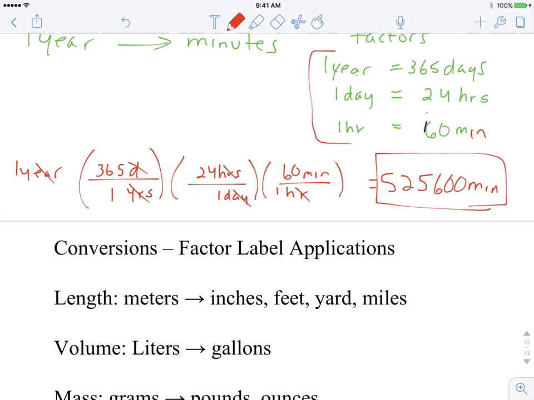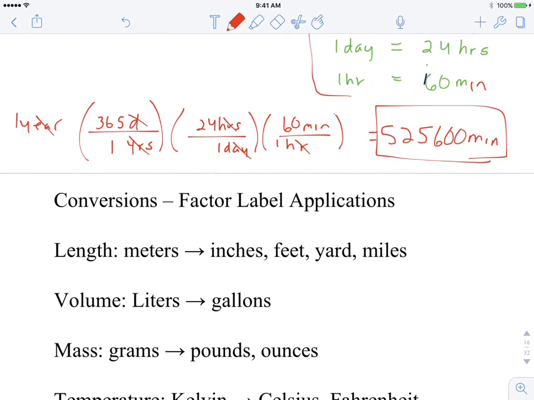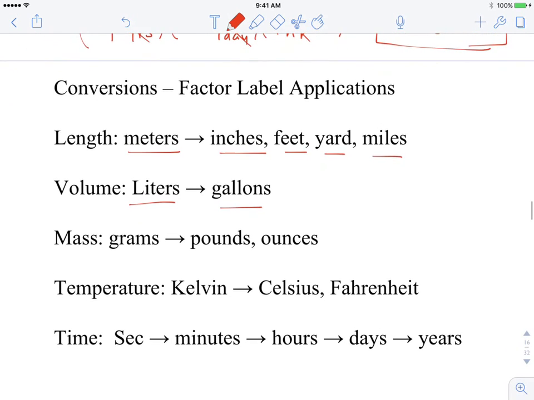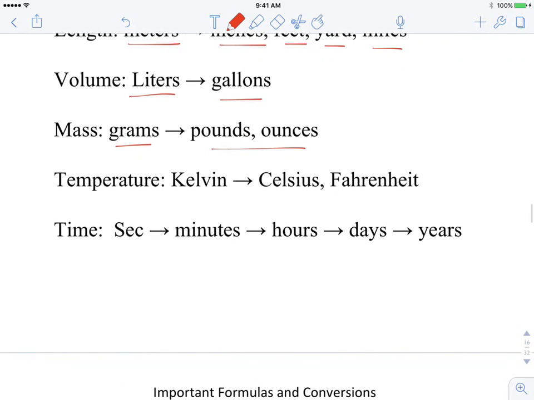So now, what type of conversions are we doing here in our class? Well, you can see that we have this one where we were doing time. We started off with 1 year, we converted it to minutes. But I could also do other types of conversions. I could do something like length, where I have meters and I convert it to inches, feet, yards, miles. I could do volume, liters to gallons. I could do mass, where I do grams, changing to pounds. And so you can see that we have a bunch of different conversions that we can do.